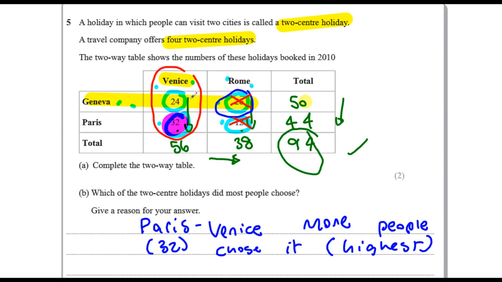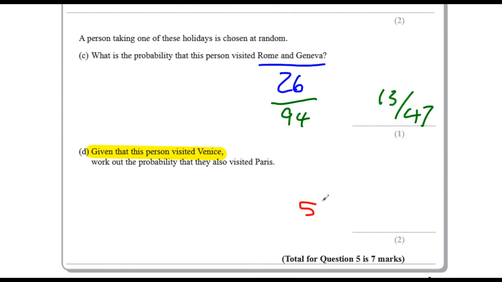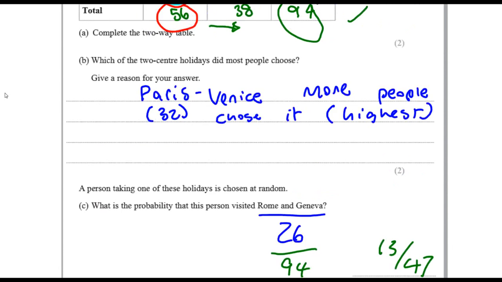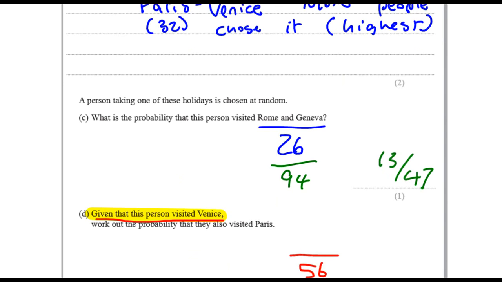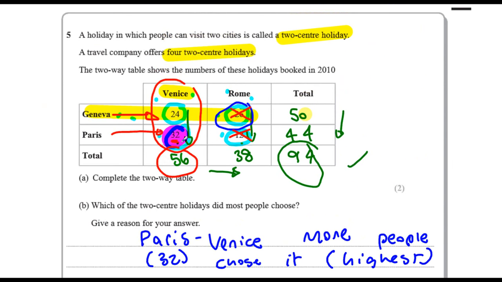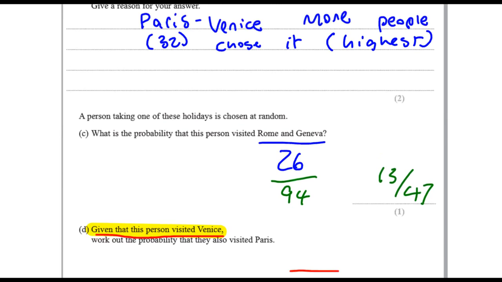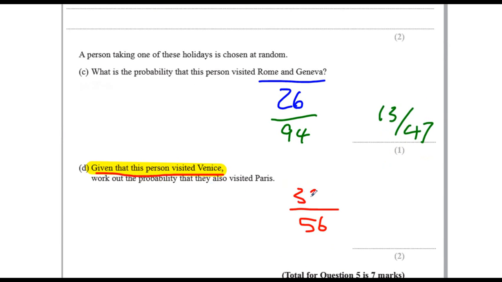So, if they went to Venice, they could have either gone to Geneva, which is 24 of them, or Paris, which is 32 of them. Now the total that went to Venice is 56, so it's going to be out of 56 because they're the only ones we care about. Given they went to Venice, we know they went to Venice. And how many went to Paris? Well, 32. So it's 32 out of 56. And again, you can put that into your calculator and it will simplify down to, or you could do it in your head, 4 over 7. There's your answer for 2 marks there.